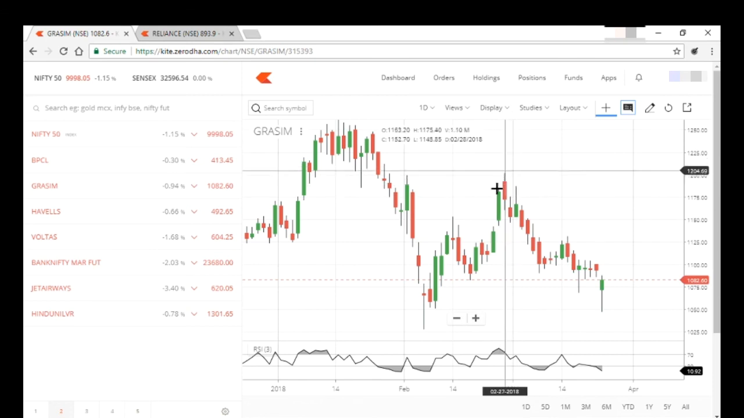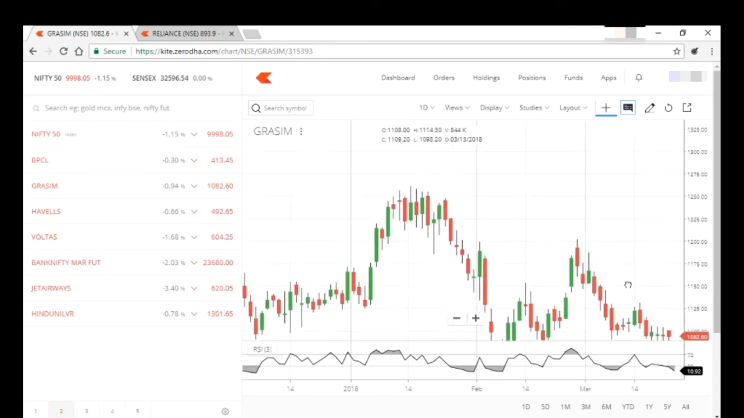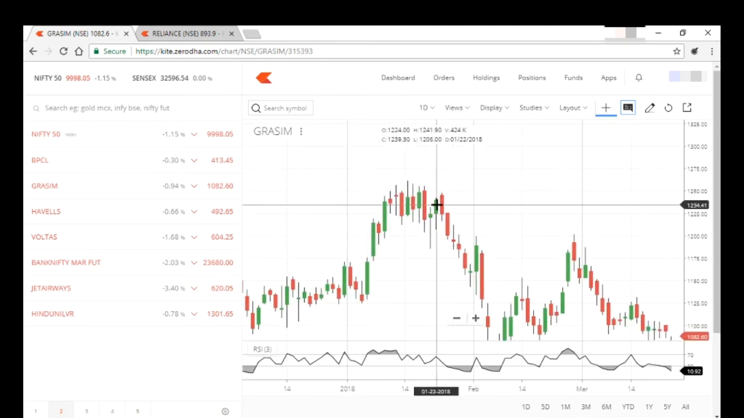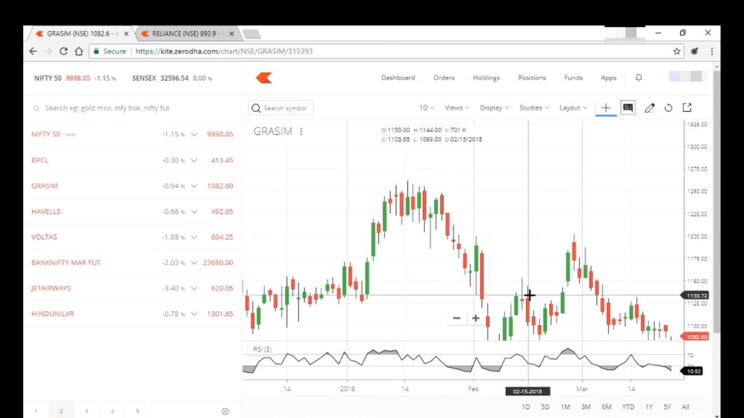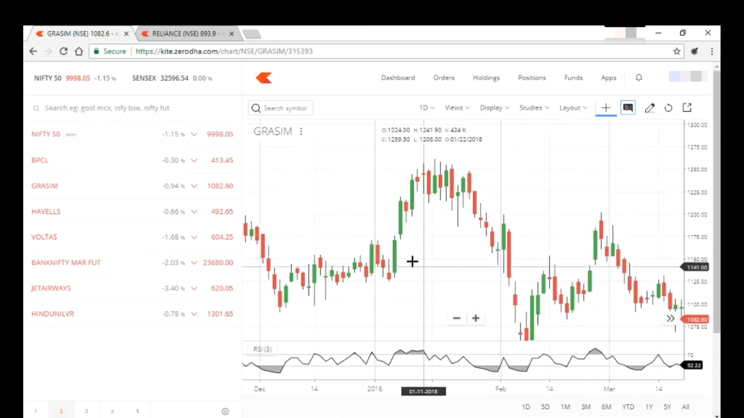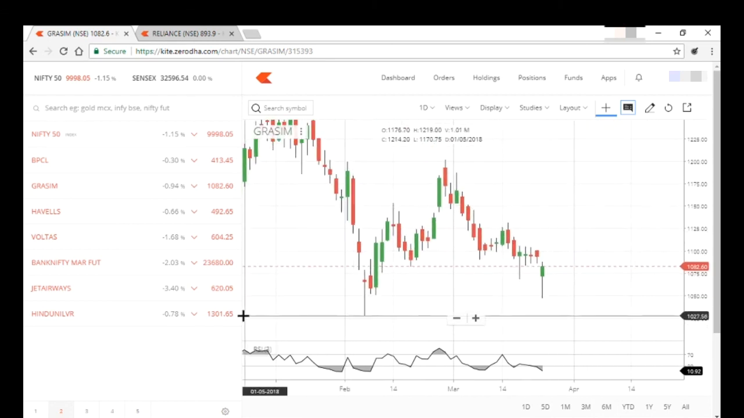Let's see here. Okay, here it was a gap up. In the pre-market there was buying, but after 9:15 there was selling, so it was a failed gap up. See the next rally. Here also you can see the gap up, failed, rally. So this is how it works, guys.